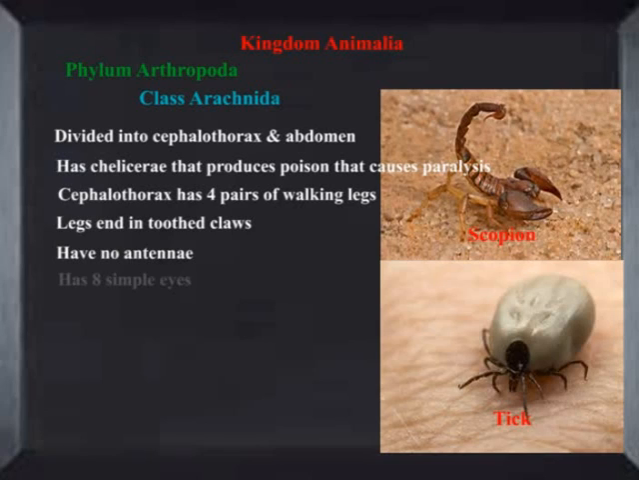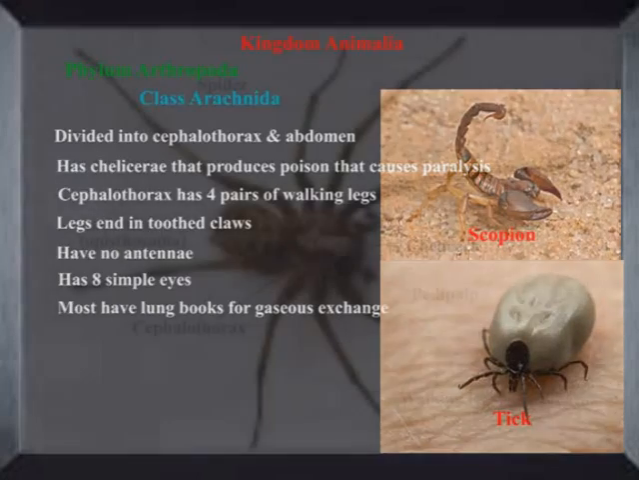The cephalothorax commonly has 8 simple eyes. Most arachnids have lung books for gaseous exchange. In some, gill books or tracheal systems are used. Members of Arachnida are carnivorous and are able to paralyze prey using the poisonous claws. The spider is a representative of this class Arachnida.